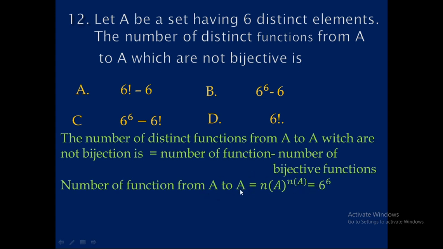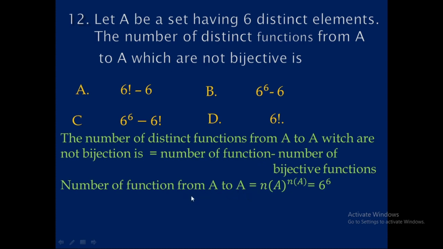Here B is equal to A, therefore the total number of functions from A to A is the number of elements of A to the power of the number of elements of A. The number of elements of A is 6. Therefore the total number of functions from A to A is 6 raised to the power 6. Here bijective functions exist because B is equal to A.